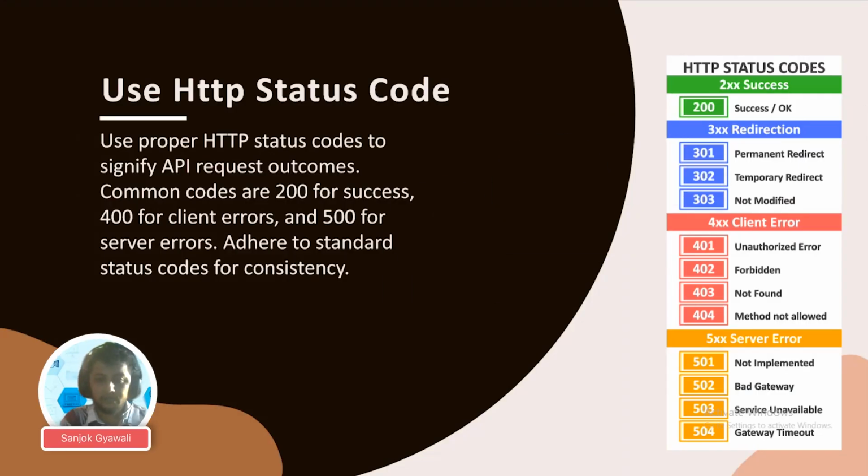We will use a proper HTTP status code to signify API request outcomes. Common codes are 200 for success, 400 for client errors, 500 for server errors. Adhere to standard status codes for consistency. As you can see on the right, there are different status codes like 200, 301, 302, 303, 401, 404, 402, and others, so that it will be consistent, and the developer will understand what the issue is, what errors are coming, and how we can solve it, making it easier for the developer to understand.